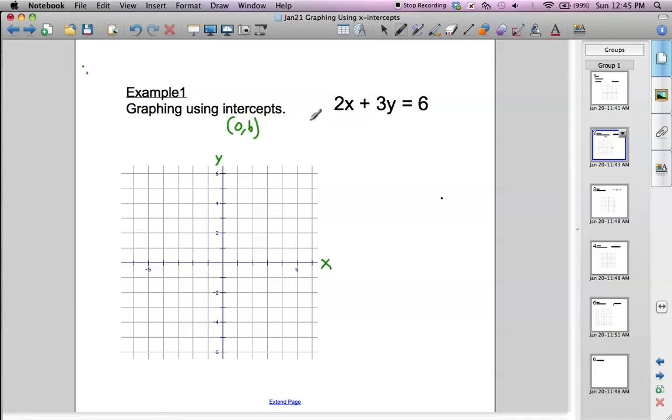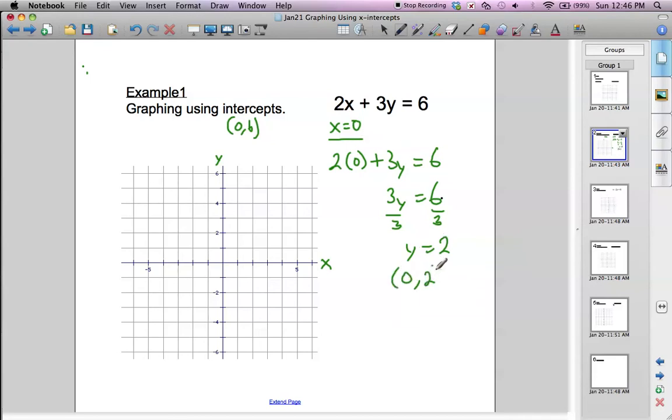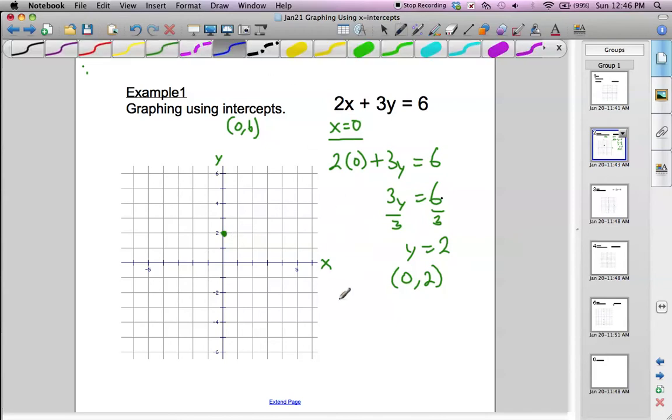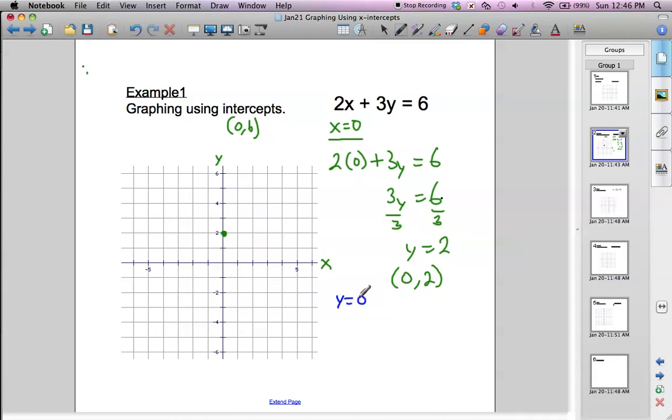Okay, so 0 is going to be the x value, so if we put in x equals 0 into the equation, we've got 2 times 0 plus 3y equals 6. So we have just 3y equals 6, and then y equals 2. So when x is 0, y is 2, so the y-intercept is 0, 2. Alright, so I'm going to go ahead and plot that point over here.